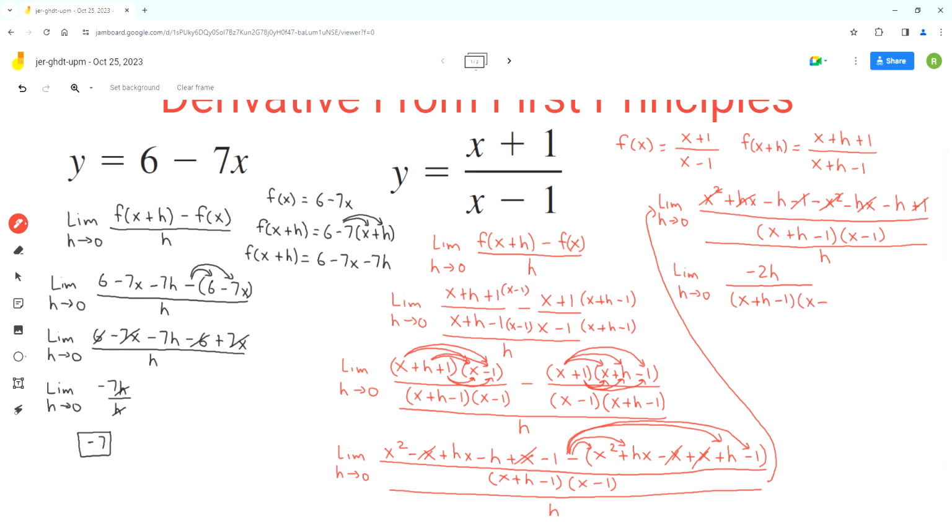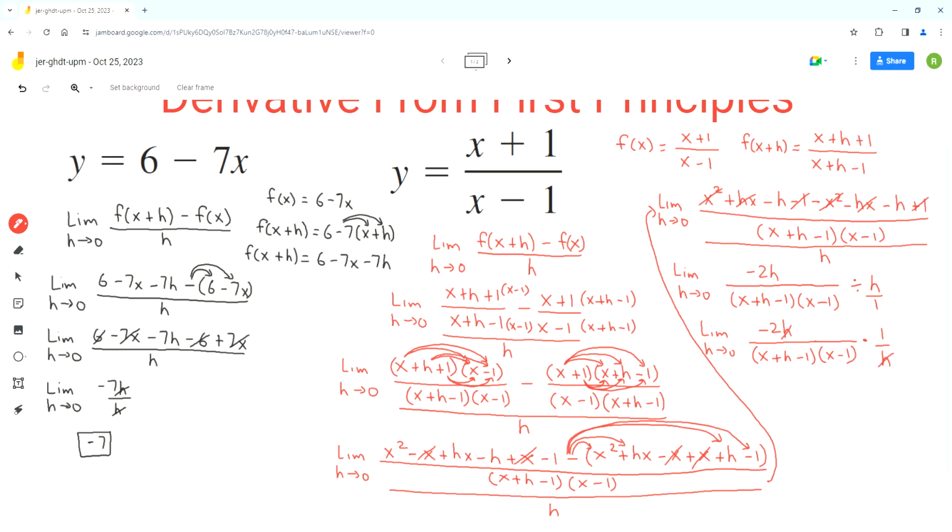Now in order to rationalize this expression, we can write it as a division statement divided by h. And now we can change this into a multiplication statement. So we get negative 2h over x plus h minus 1 times x minus 1 times 1 over h. So we flip the fraction after the division sign. So h is basically h over 1. So now we can cancel out the h's in the numerator and the denominator.